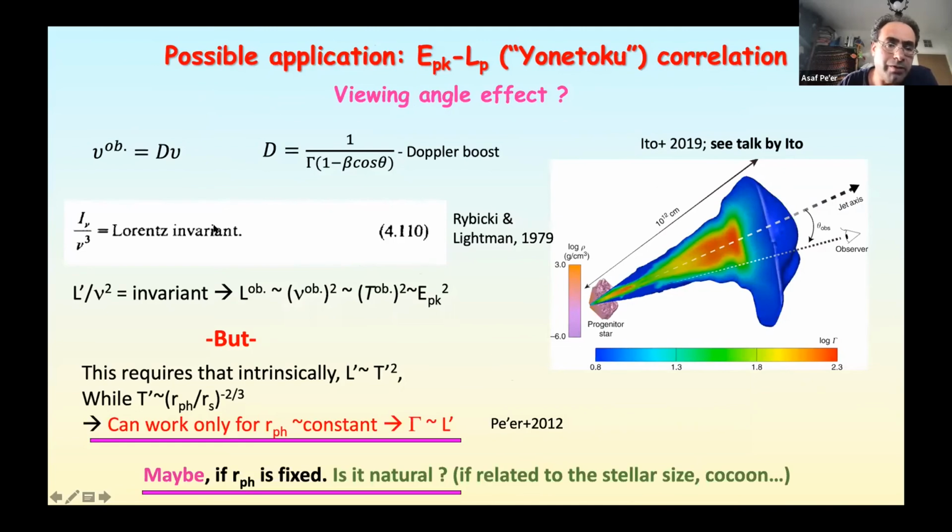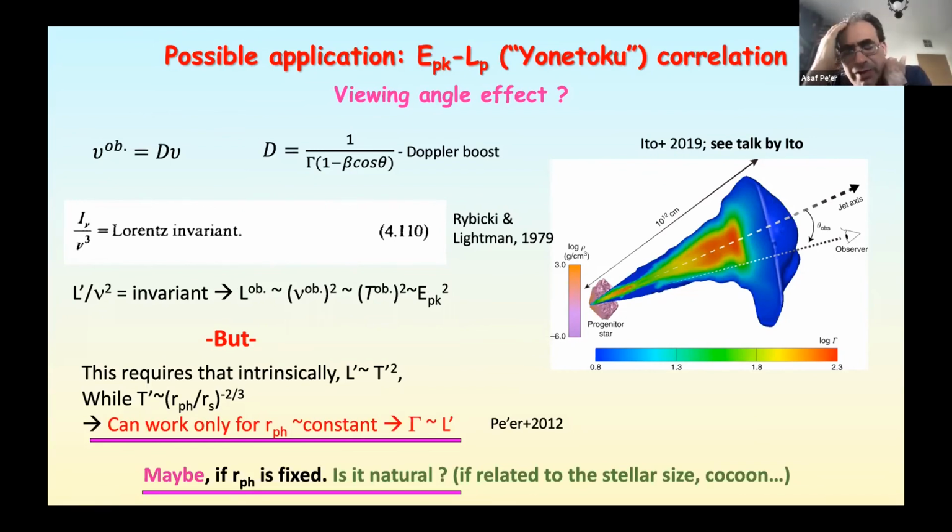And just from Rybicki and Lightman, the luminosity should be proportional to I_nu times nu, so it should go as nu squared. So you end up that if L prime over nu squared is invariant, then the observed luminosity should go as the observed frequency squared. And if you associate the observed frequency with the temperature, and that's the E peak, then you get that L goes as E peak squared, which is exactly the Yonetoku relation.